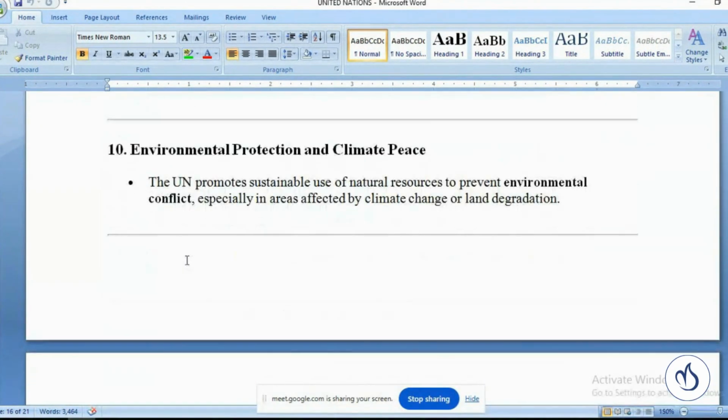Another one, we have environmental protection and climate peace. I talked about this. The UN promotes sustainable use of natural resources and prevents environmental conflicts, especially in areas affected by climate change and land degradation.